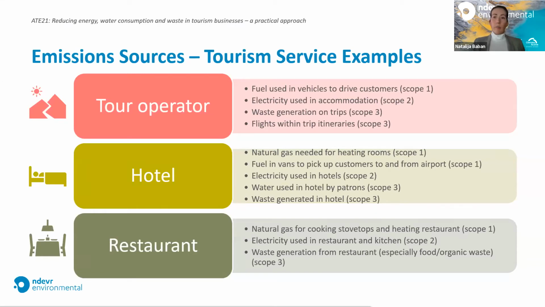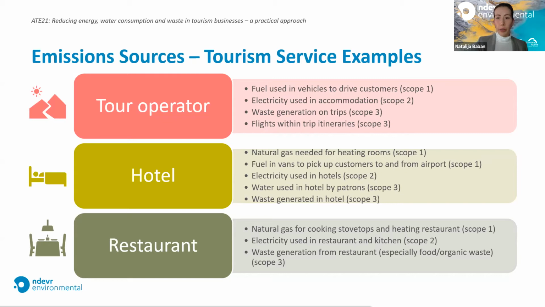So here are some examples of emission sources by tourism business type. We have the tour operator, the hotel, and a restaurant. Note that the emission sources shown are likely only the major ones. There would also be other sources for each business here too, but for now we'll only focus on the major ones. Also shown in brackets is the assumed emission scope 1, 2, or 3 for each of those sources.